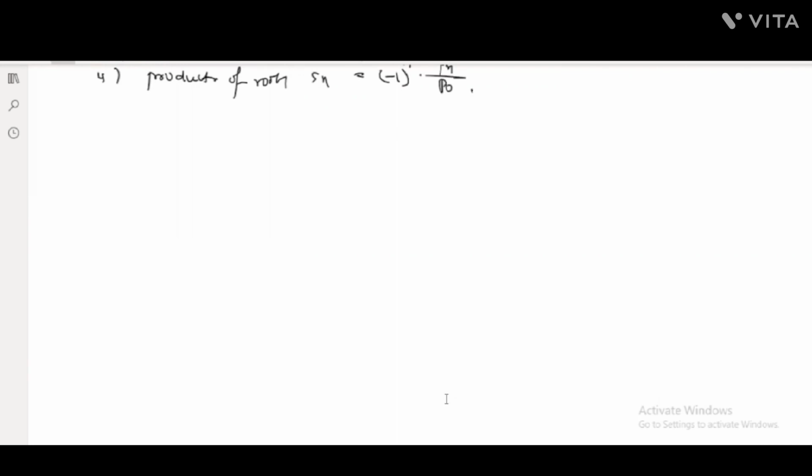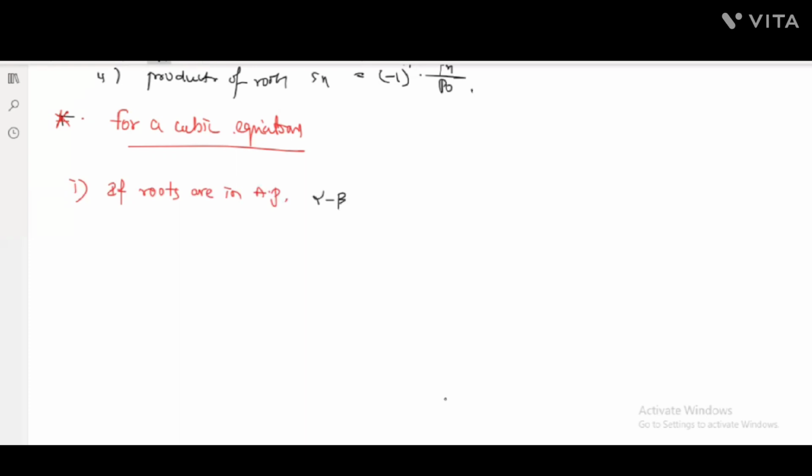So here one more thing we can discuss is, if the roots are in AP or GP or HP, how to take those roots? Let's see, just for a cubic equation, I'll discuss here. For a cubic equation, if roots are in AP, let's take first. If roots are in AP, then the roots can be taken like alpha minus beta, alpha, alpha plus beta. This is the way I will assume the three roots and we will continue solving the problem.